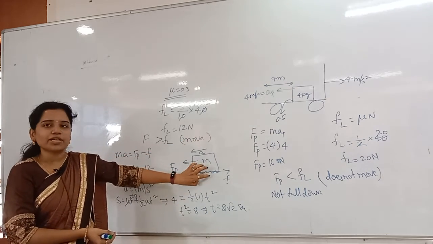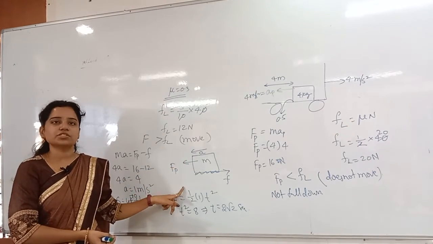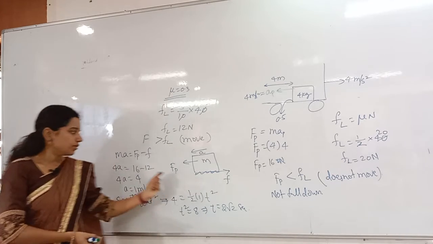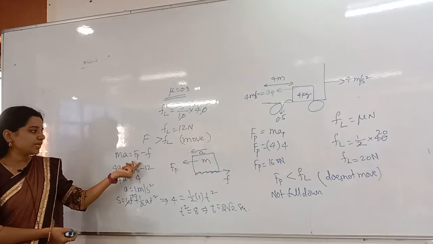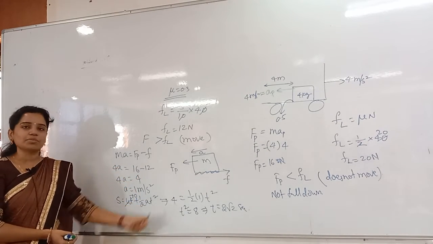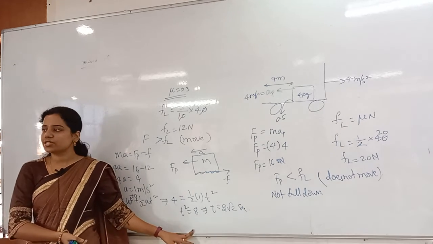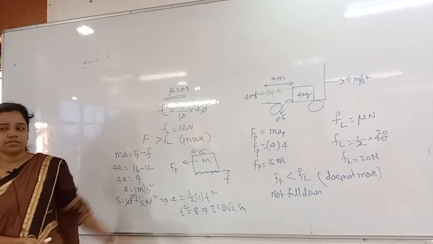Again you have to take the free body diagram. MA is equal to, who is supporting for that? Pseudo force is supporting, and then friction is opposing. So MA is equal to FP minus F. Then FP is how much? 16 minus 12, that is 4. Then A is equal to 1 meter per second square. By using that 1 meter per second square, you have to find out the time taken. Clear, everybody? Yes, continue this one.